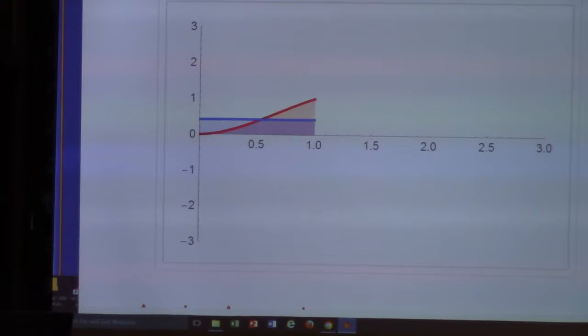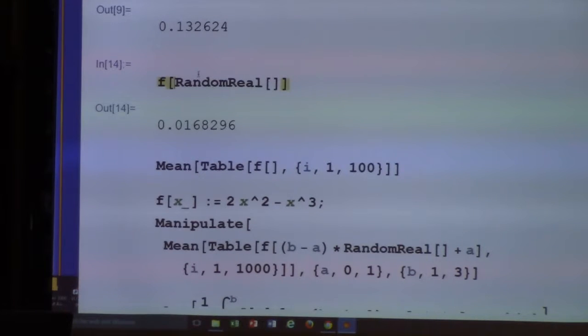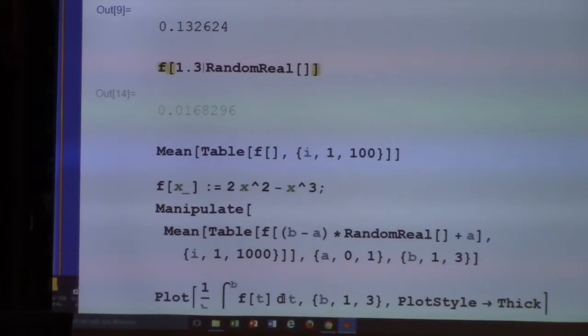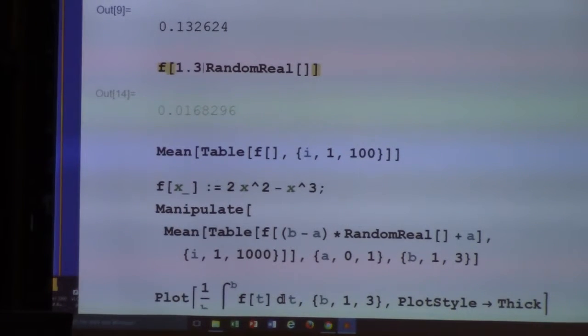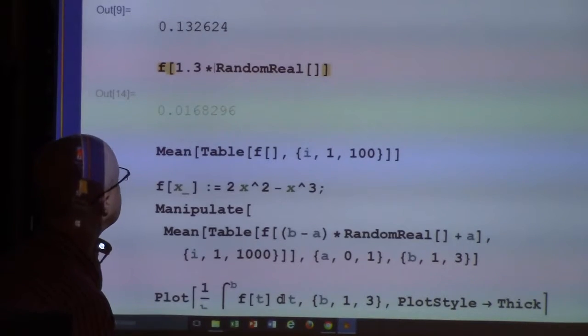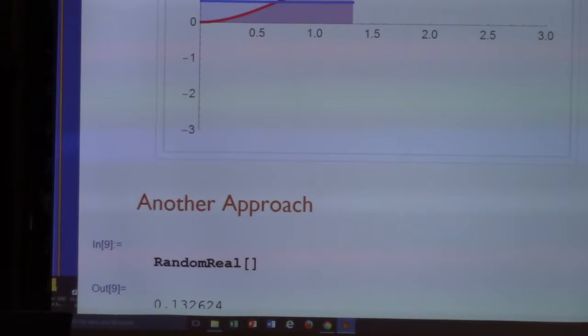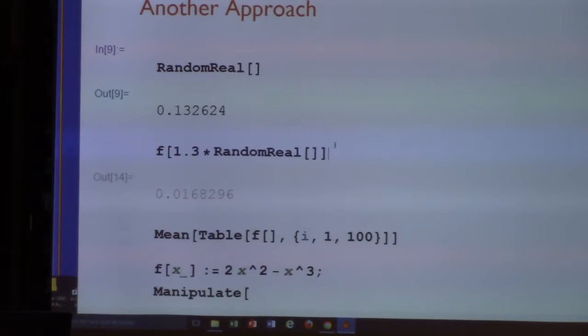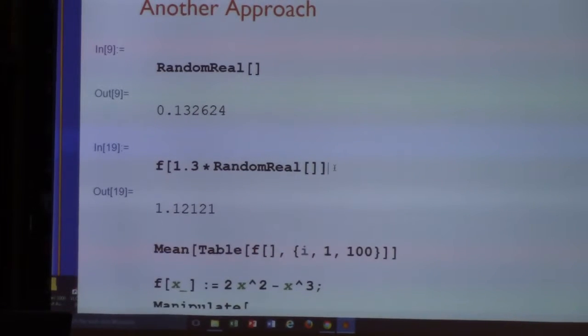If I let b go higher, say to the approximate location of the peak there, close enough to 1.3, then you do get outputs that are bigger than 1 sometimes. How can I sample such values with random real? I could multiply it by 1.3. 1.3 times random real is now a uniformly distributed variable between 0 and 1.3. Sometimes I will get values close to 1.3, and I plug those into f and get outputs bigger than 1. Sometimes, not usually necessarily. There we go, there's one bigger than 1.